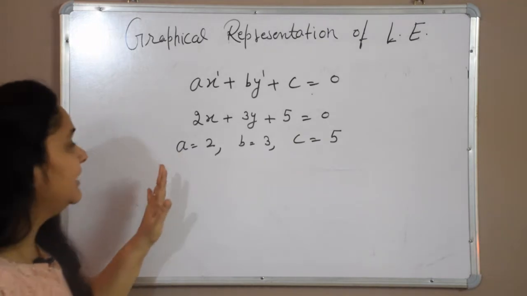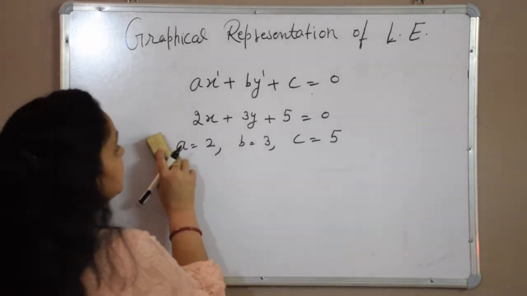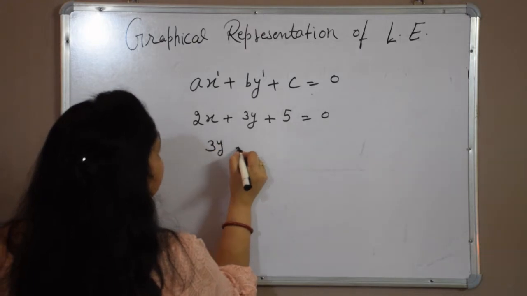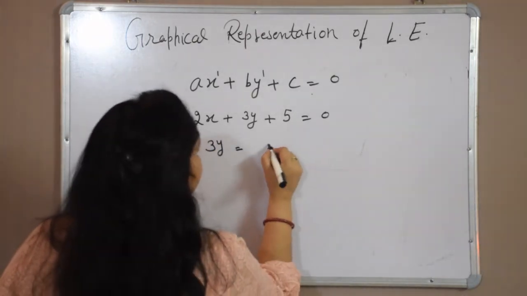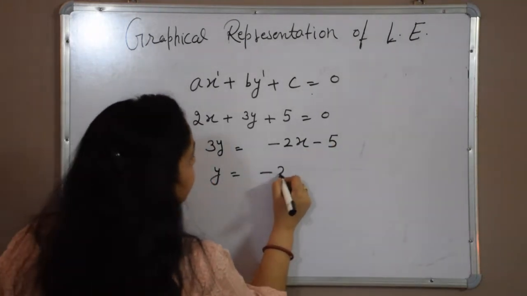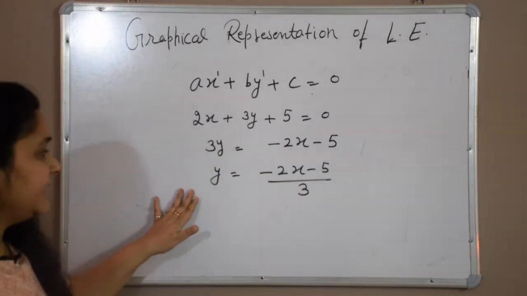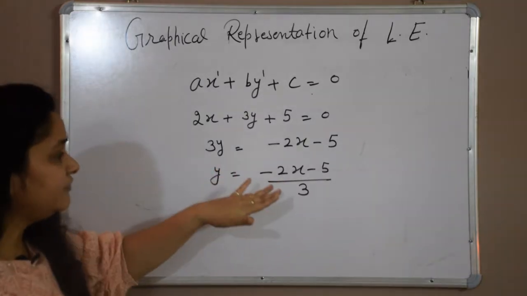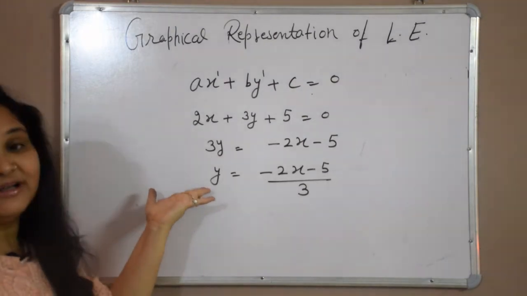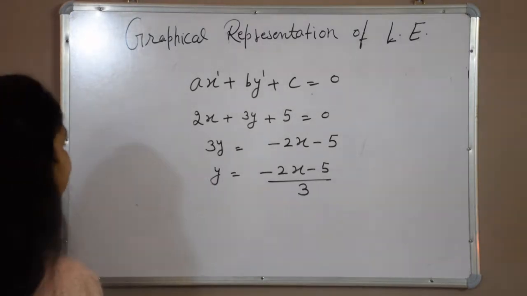How can we find the values that satisfy the given linear equation in two variables? We will write it like 3y is equal to minus 2x minus 5, and y is equal to (minus 2x minus 5) divided by 3. This is y in terms of x. We have to choose values of x by inspection method, and accordingly we can find the values of y. This is the way we can find the solutions for the linear equation.